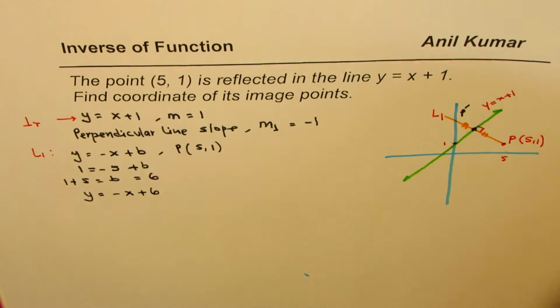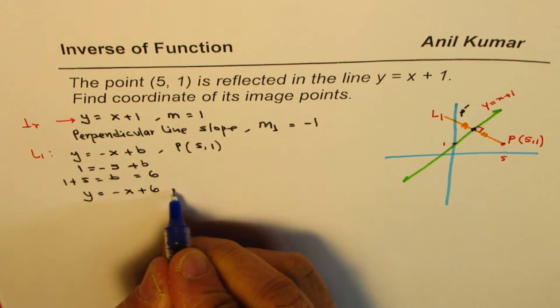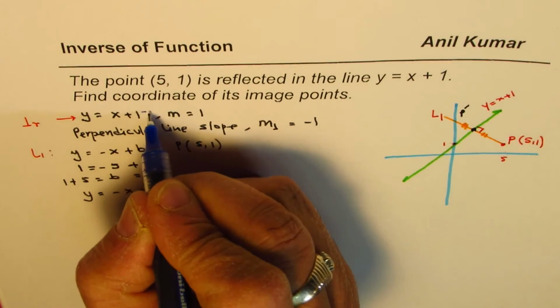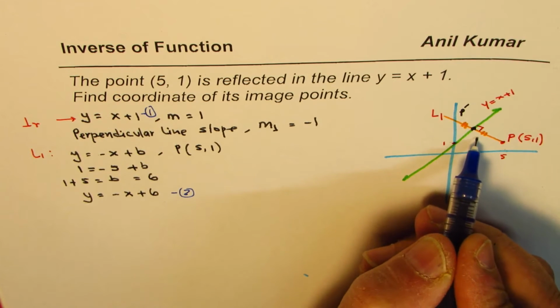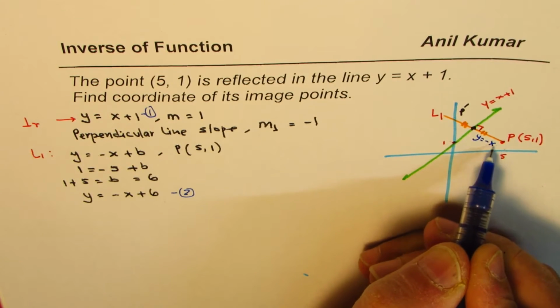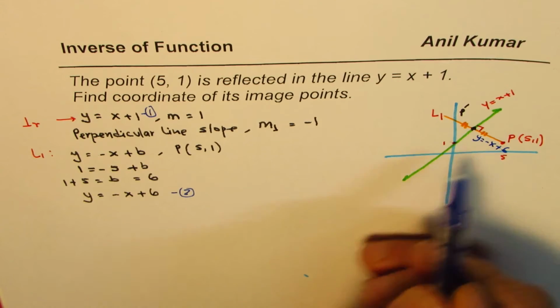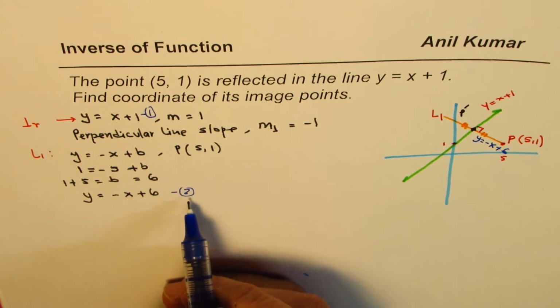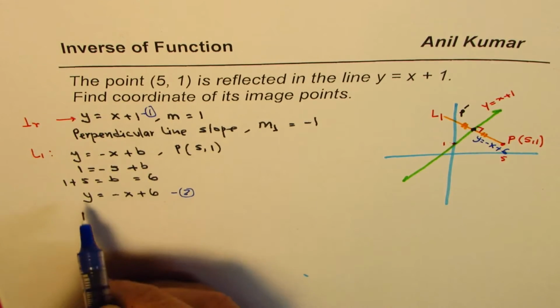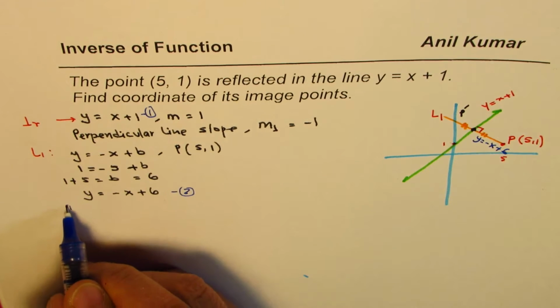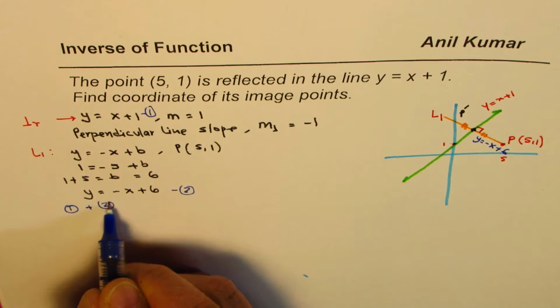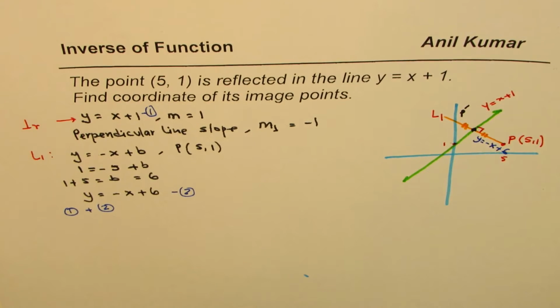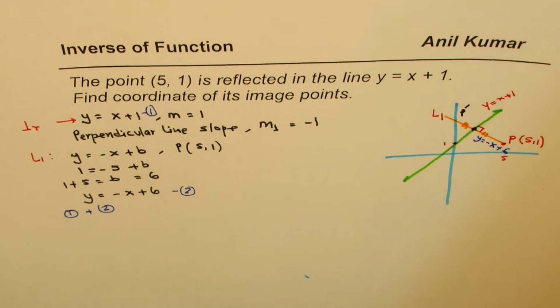So let's name these equations. We found equation number 2. Equation number 1 is the given equation. So we now know these two equations. This one is y = -x + 6. Knowing that, we can find the intersection of these two lines. So we have equation 1 and equation 2. If I add equation 1 and equation 2, that is to say, if I add these two equations, let me highlight them, okay?